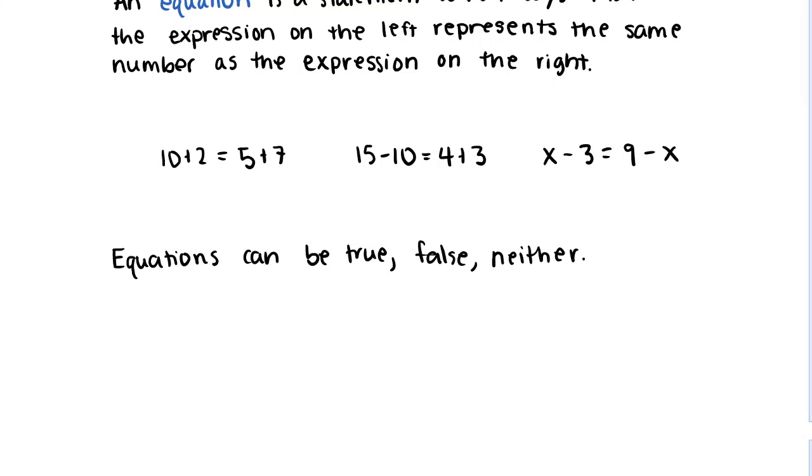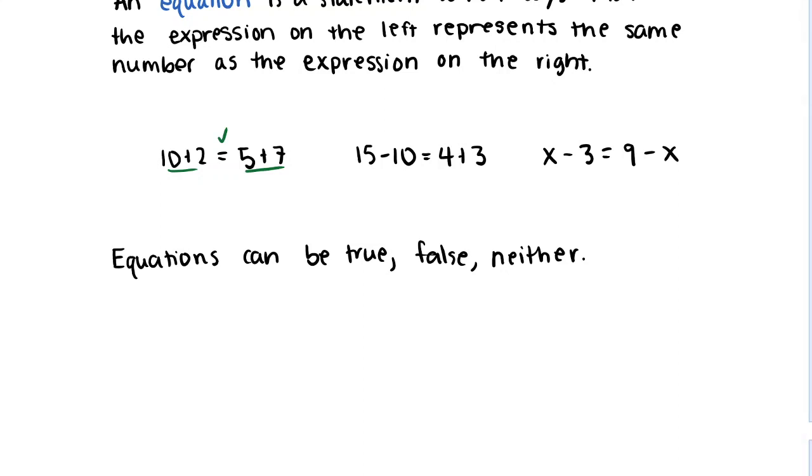If we look at this first example, notice that the left expression comes out to 12. 10 plus 2 is 12. And the right expression comes out to 12 as well. 5 plus 7 is 12. So the left side does come out to the same value as the right side. This equation is true.